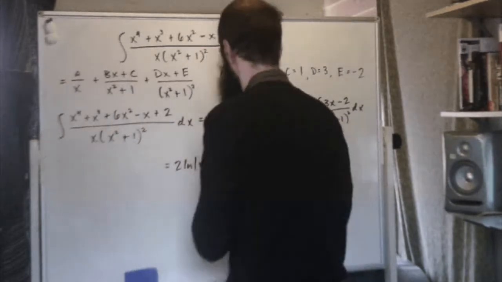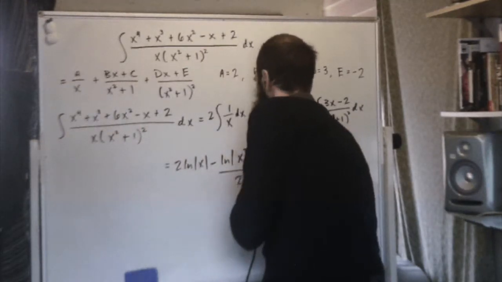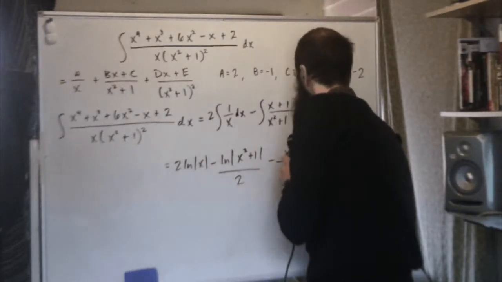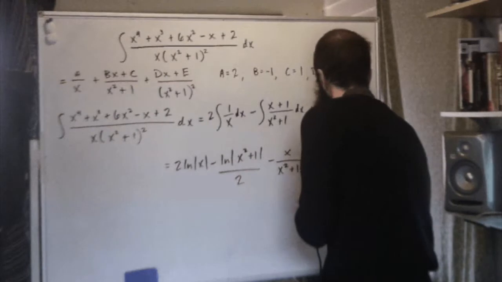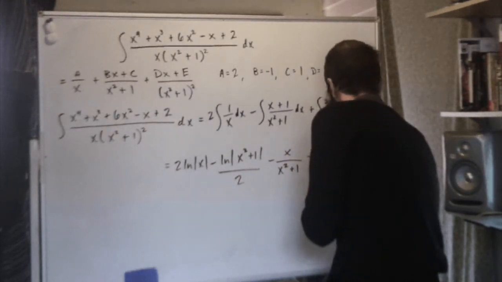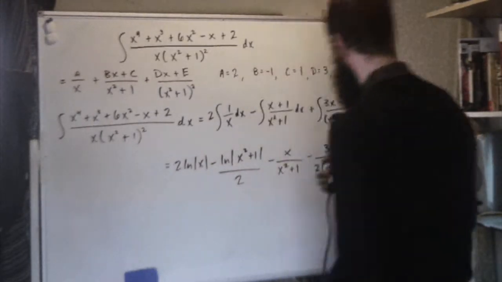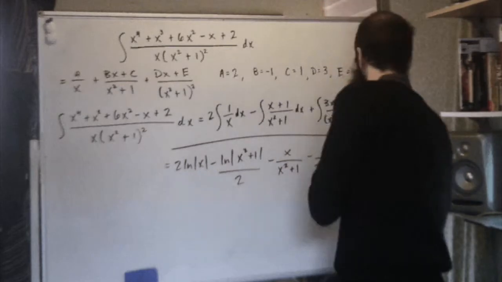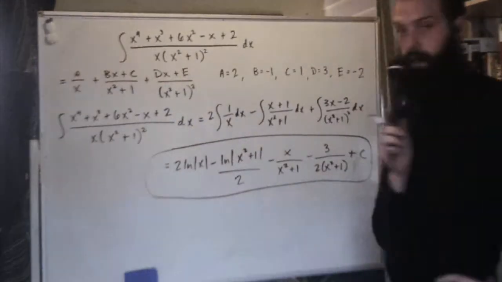And we're left with 2 times ln x minus ln of x squared plus 1 over 2, minus x over x squared plus 1, minus 3 over 2 times x squared plus 1, plus C. And there you have it.